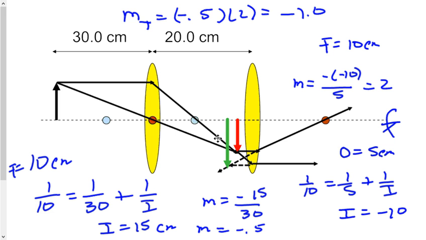So we end up with the final image that is virtual, but still an upside down image because of the combination of the lenses. And that's how we deal with combinations of lenses. In our final video, we will look at concave lenses.